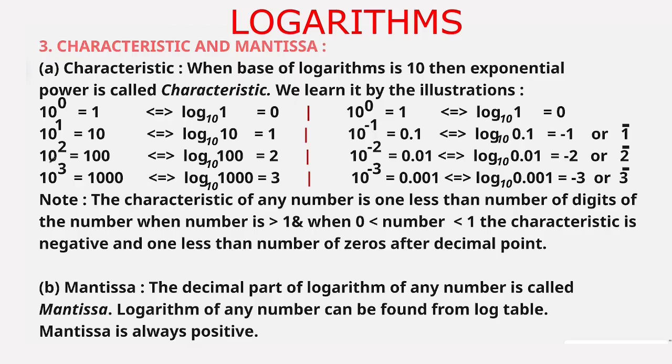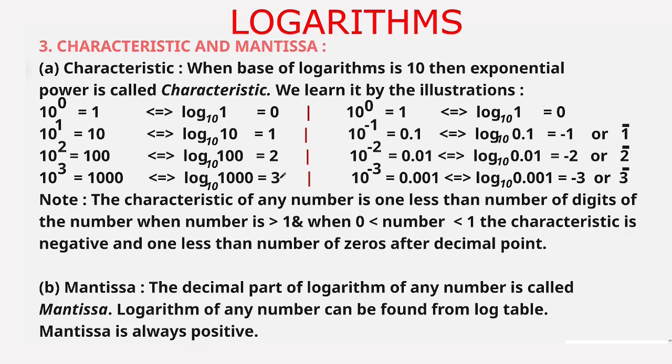Then 10 to the power 2 equal to 100. This gives log 100 base 10 equal to 2. Here the exponential power is 2 and the log of 100 is 2. 10 to the power 3 equal to 1000. So when we take the log of 1000, that is log of 1000 base 10 equal to 3. Here the exponential power is 3 and the characteristic is also 3.